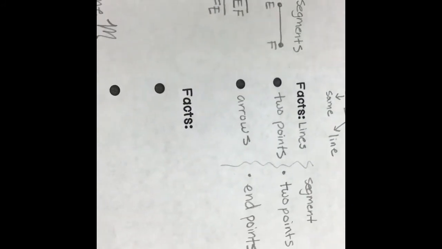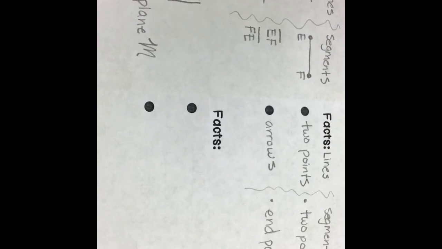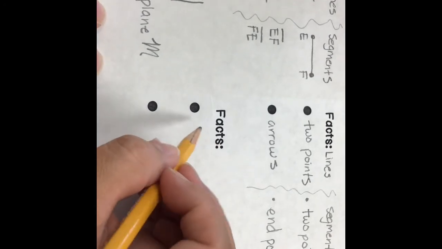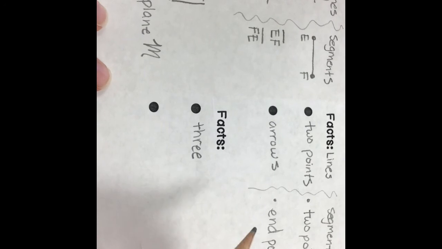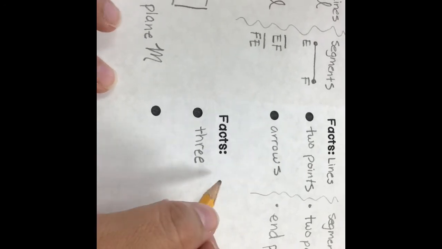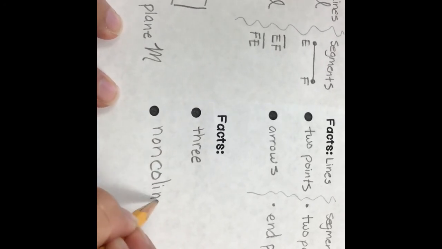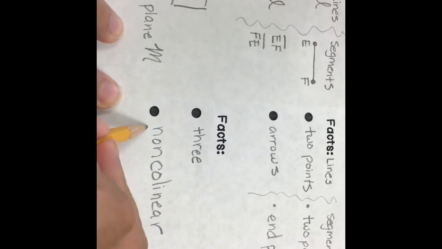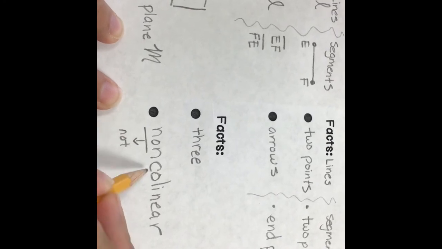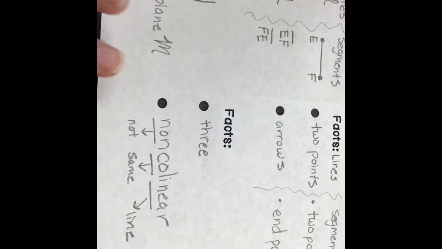For a plane, how many points do we need? 3. What else do we need? I haven't talked about this yet, but what we need is the 3 points to be non-collinear. What do you think that means? Non means not. Co means same. And then linear means line. So not in the same line.